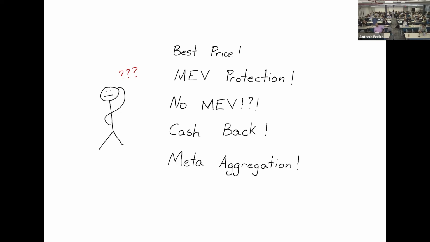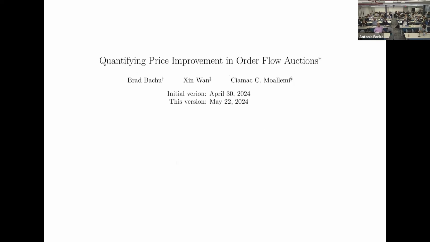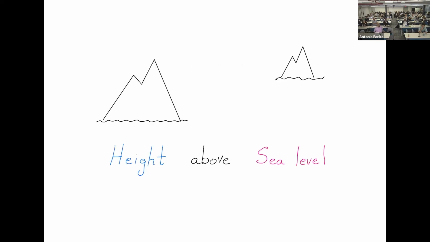So many things are going on. You have users, you have fillers. If your fillers aren't as good as somebody else's fillers, it means that your prices will be worse, regardless of how good a mechanism you have. So I guess what me, Shin, and CMAC were thinking about recently was how to actually empirically see which of these are the best. So we wrote this paper, Quantifying Price Improvement in Order Flow Auctions. And let me describe to you a little bit about how we approach this problem.